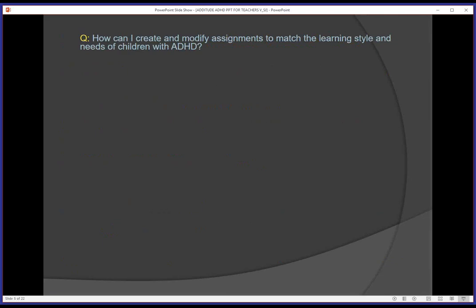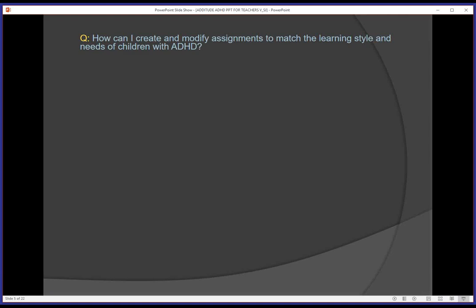The next question that came up was, how can I create and modify assignments to match the learning style and the needs of kids with ADHD? Well, that's the goal, isn't it, of creating an accessible classroom where differentiated instruction is happening.